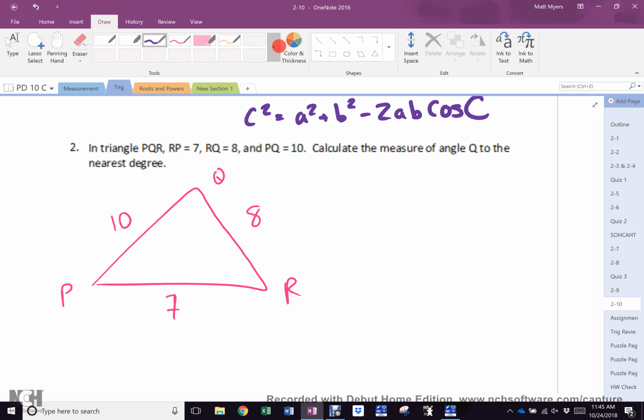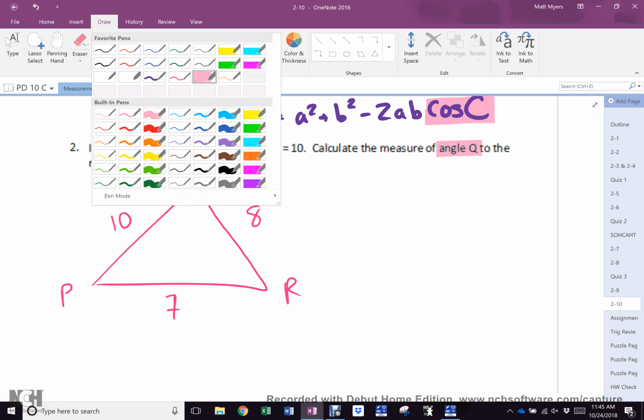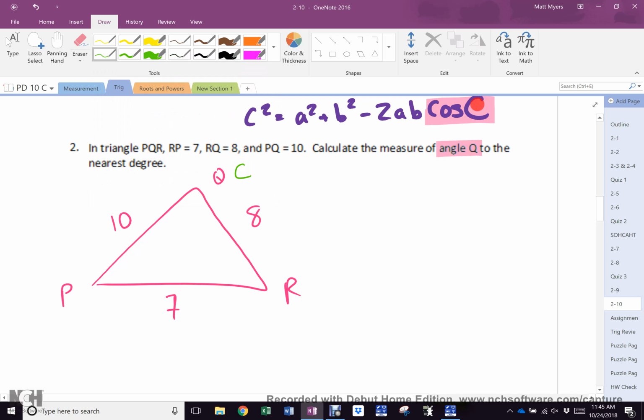QPR. But I am an intelligent old man, just like you are intelligent young people. I know how to manipulate this equation to get cos C isolated, do I not? Excellent. And if I isolated cos C, that would allow me to find angle C, wouldn't it? Everyone agree? But I do not want angle C. What angle do I want? Angle Q. So if I go ahead and say this is angle C, then this becomes easy, doesn't it?